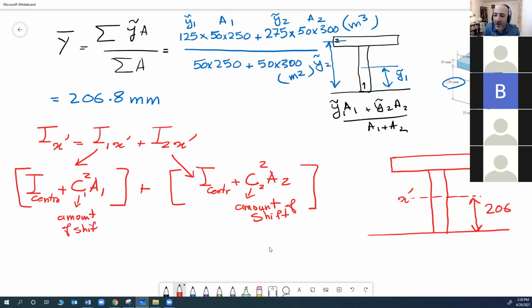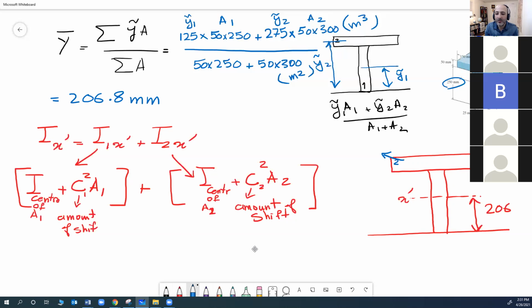So let's write I about centroid. Yes, is there a question? When you say the I about the centroid, is it the centroid of the total area or the centroid of just the one part we're looking at? Centroid of area 1, and this is centroid of area 2. So this is what I mean. This is area 2, right?